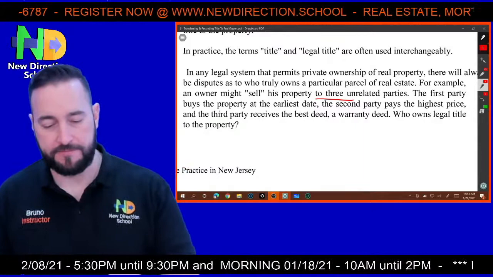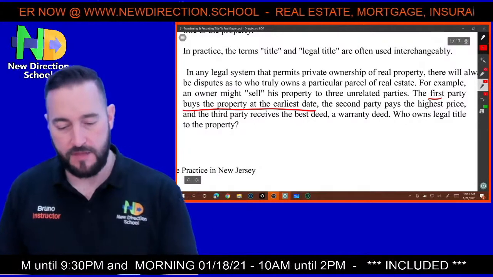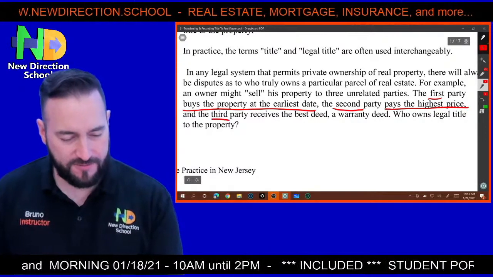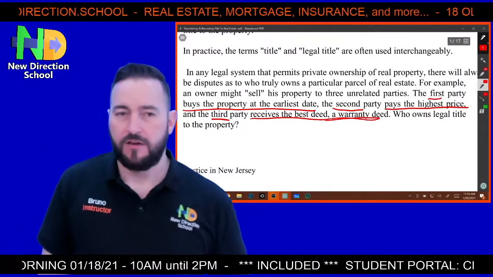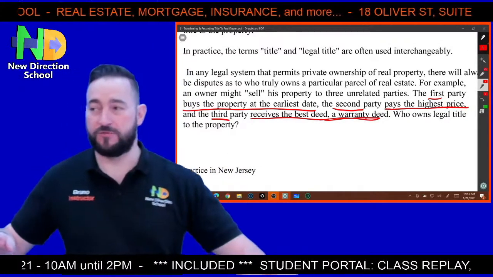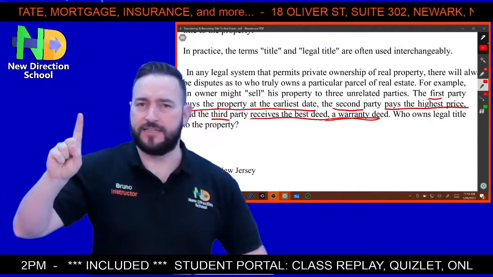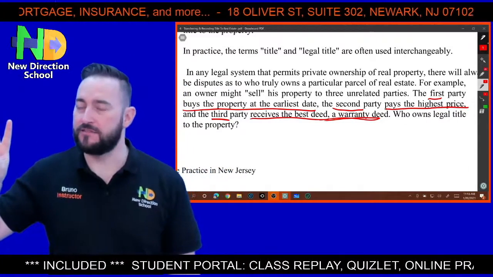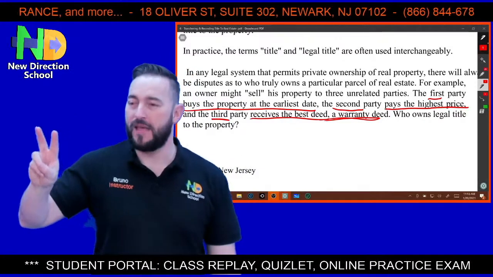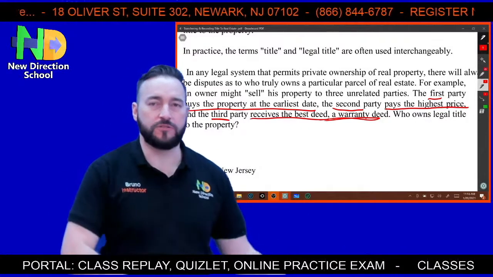So the first party buys the property at the earliest date, so buys first. The second party pays the highest price. And the third party receives the deed, a warranty deed. Who owns the legal title to the property? All right? So hold on, let me just recap. First party was the first one there, obviously, so the earliest date. And then let's say a couple months later, shows up somebody else that the seller sold the property to for the highest price, so $300,000 more, let's say. And then comes a third party that gets a deed. Who actually owns the property?